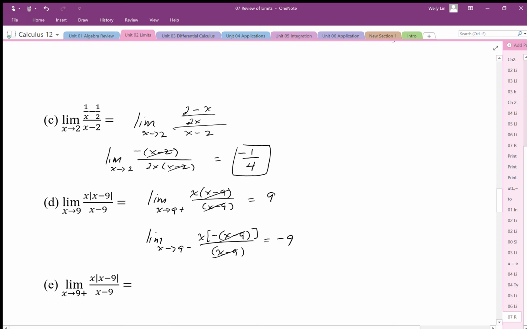So from the right-hand side and left-hand side, these are different. So we have to say that the limit does not exist.